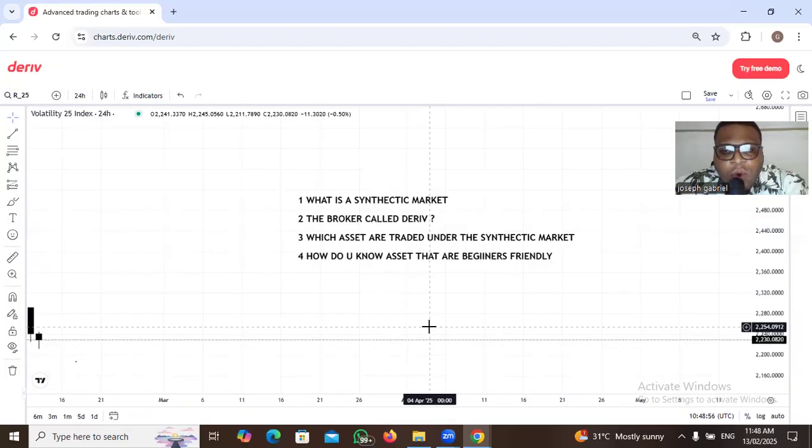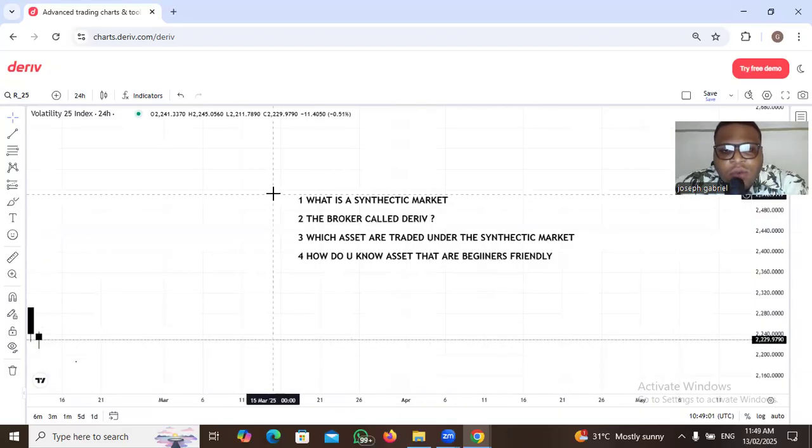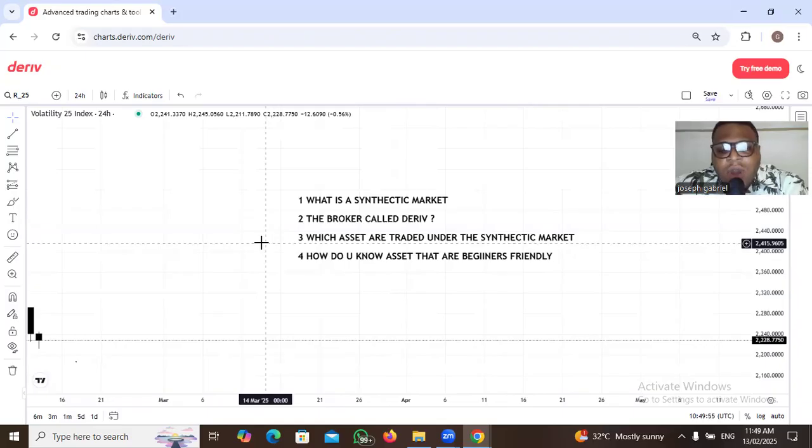If you want to understand an asset, first of all, you pick an asset and try to understand how it works. How volatile is it? Is it beginner friendly? Is it an asset you can start with as a beginner trader? The mistake many traders make is that they start with assets that are not beginner friendly. Because of that, they feel that every other asset is the same. No. When you start with assets which are beginner friendly, it can help you understand how to navigate around other assets in the synthetic market.